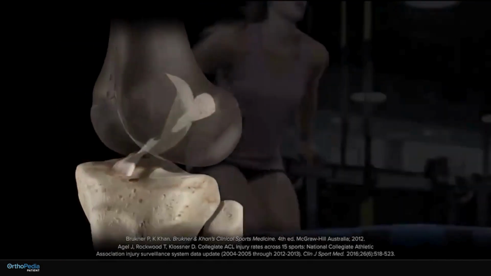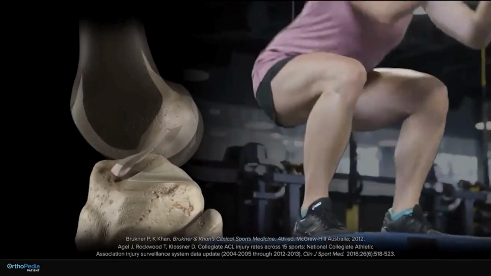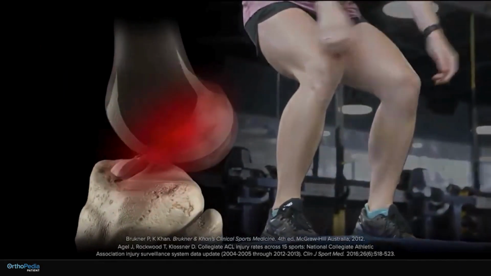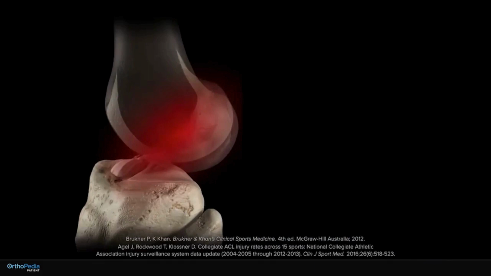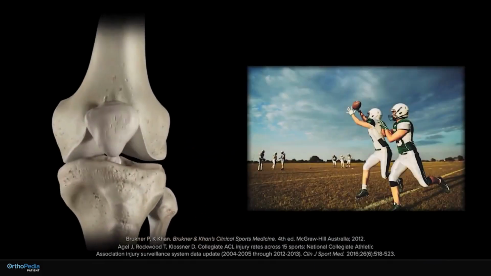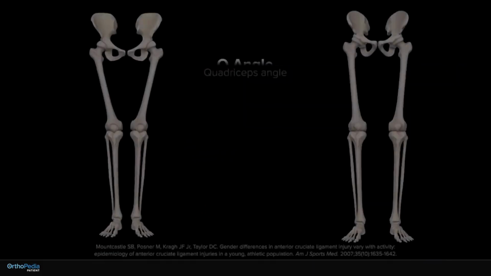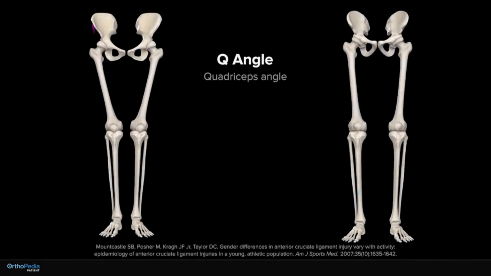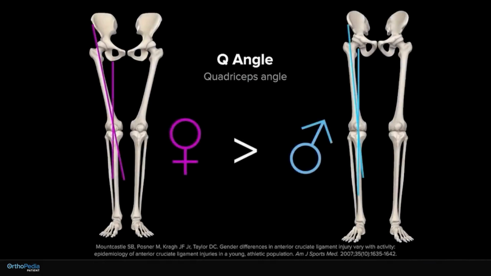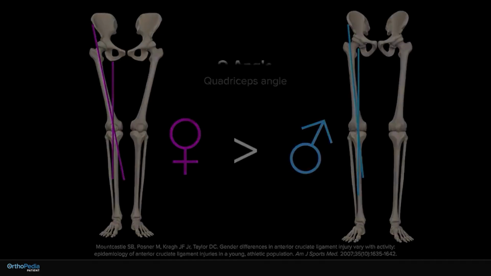Historically, ACL tears have been reported more often in females, even up to 3 times as much as males. However, ACL tears happen during American football more than any other sport. One of the reasons females typically get more ACL injuries is an increased angle between their thigh bone and shin bone, placing more stress on the ACL.